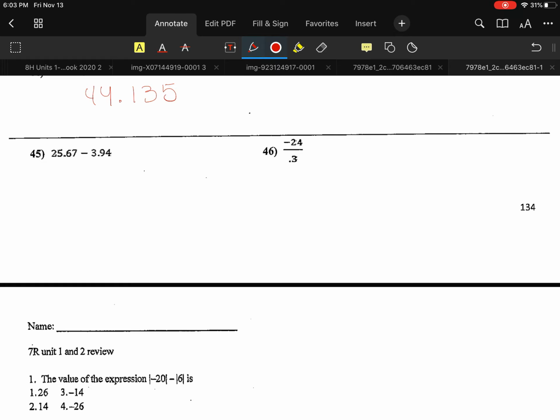45, again, one step, 25.67 minus 3.94. Oops, 25.67 minus 3.94, 21.73. And then number 46, negative, I think that's a 24. I don't see a decimal there. Divided by 0.3, I get negative 80.